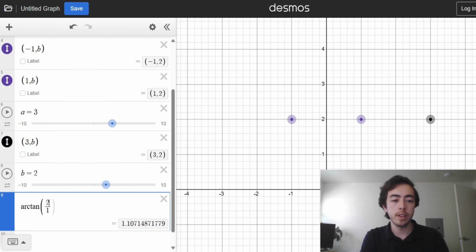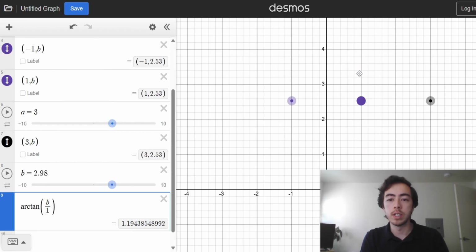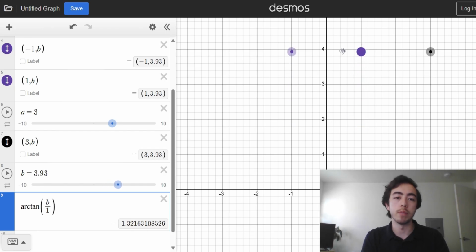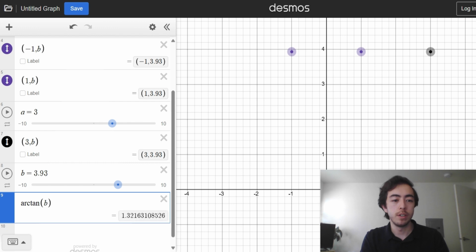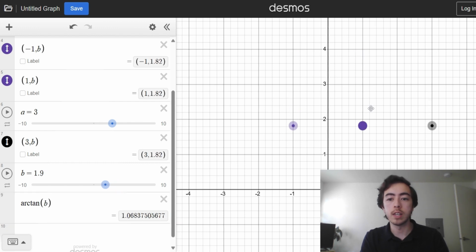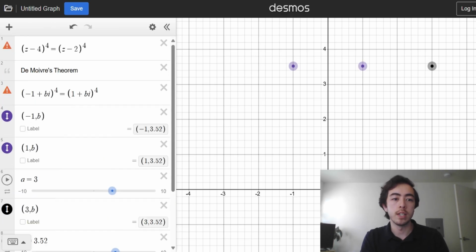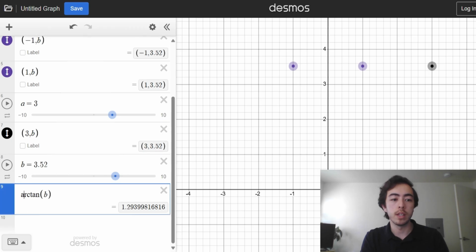But instead of 2, I think I'll just use b to represent that I could still increase or decrease this spot, and this angle could change, because I'm not really sure what value b should be just yet. Dividing by 1 doesn't really do much, so arctangent of b is exactly equal to this angle from the x-axis to this complex number. And then after raising it to the power of 4, basically this will just add the angle 4 times over, or multiply by 4.